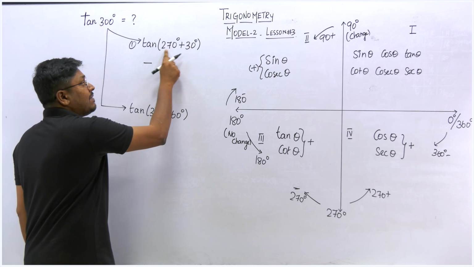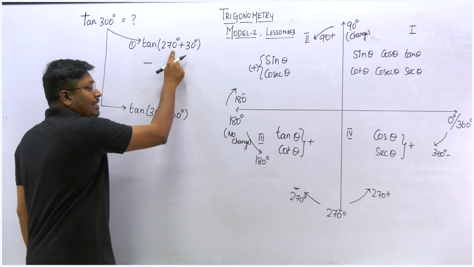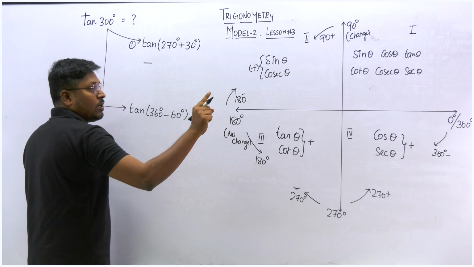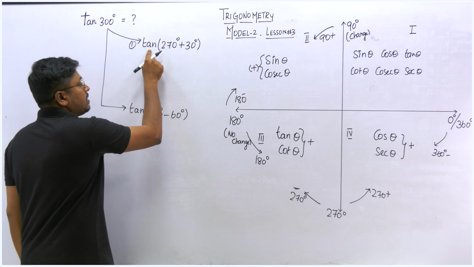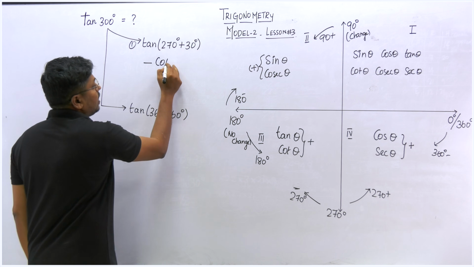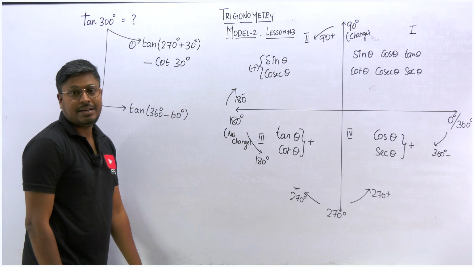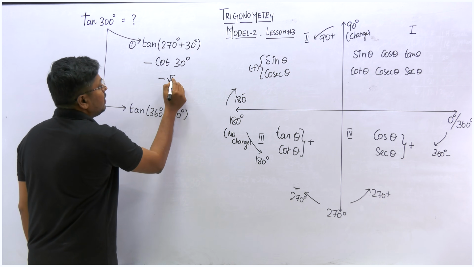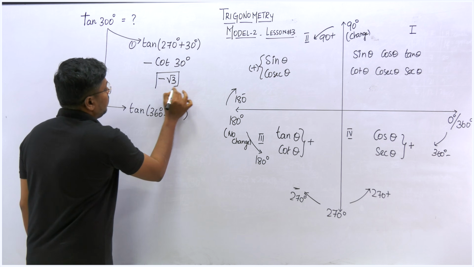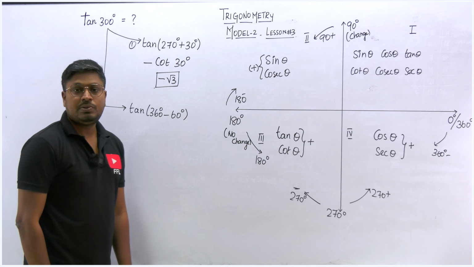So what is the next step? 270 is what? 270 is an odd multiple of 90. If it is odd, you have to change. So tan should be changed to cot. So here it is 30 degree. So now find the answer for cot 30 degree. Cot 30 degree will be root 3. So the answer for this question will be minus root 3.